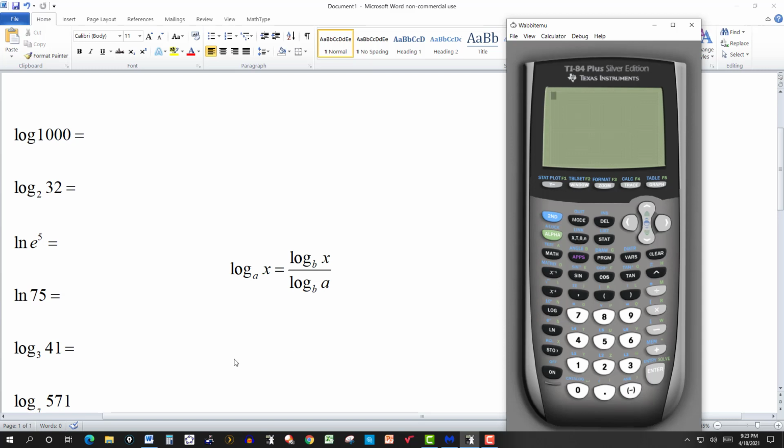So I could figure out this problem here, log of 41 to base 3. I'm going to use log to base 10. So this is saying log of 41 divided by the log of whatever the base is. That's what this is saying. See? This base right here, whatever this is. So the base here is 3. So enter 3 there.